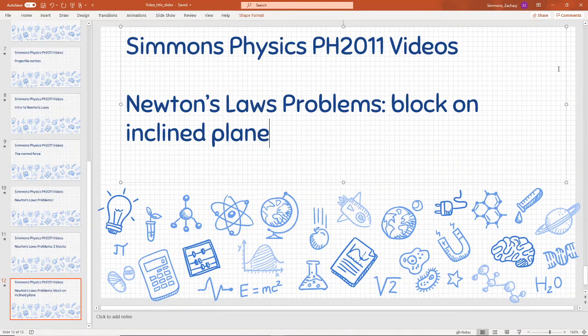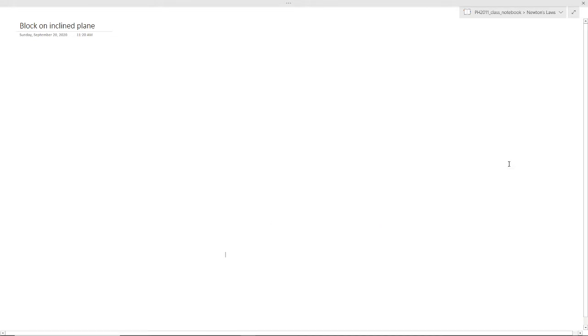Hello, everybody. Let's talk about one of the most common problems that you're going to encounter when you're working Newton's laws problems, and that's the block on an incline. So this question appears again and again. So it's one that you're going to want to know inside and out, and basically be able to come up with on your own. So the situation that I want you to consider is you have a block.